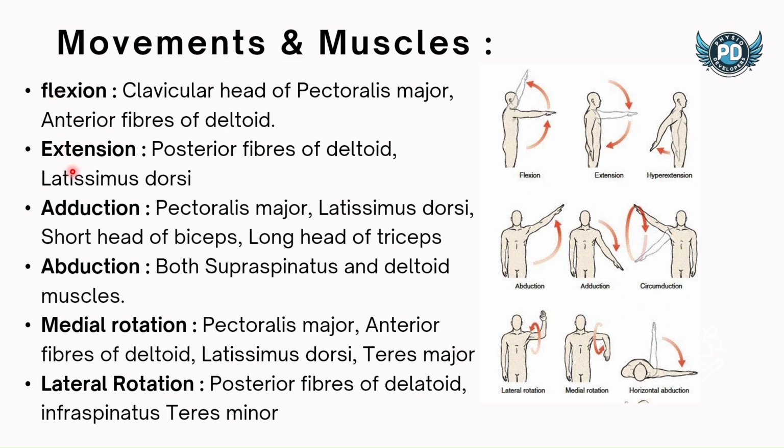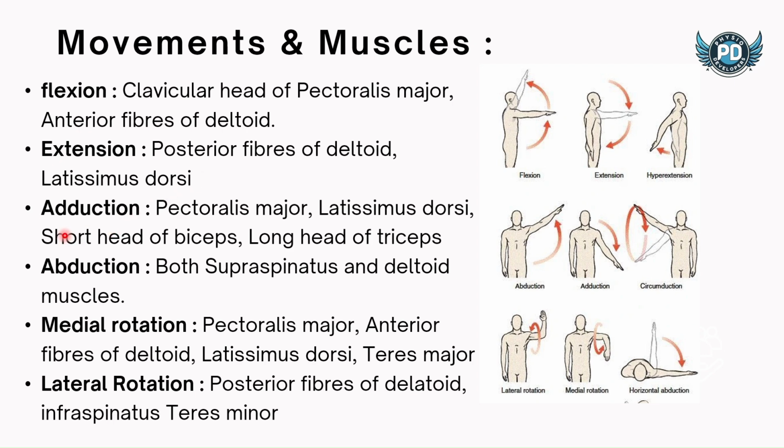Coming to the extension movement, posterior fibers of deltoid and latissimus dorsi muscles. These two produce extension of shoulder joint, because extension is produced by the posterior muscles of the shoulder joint.